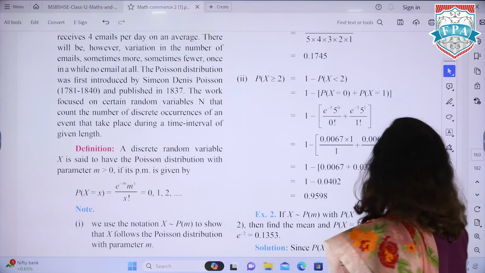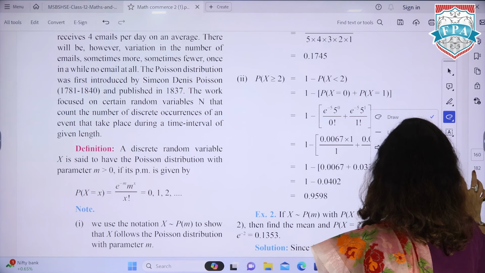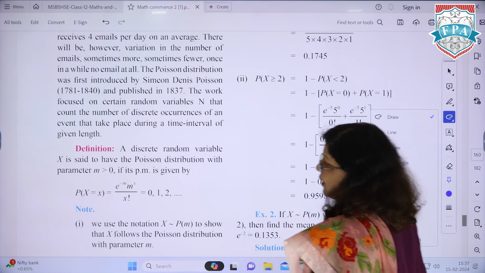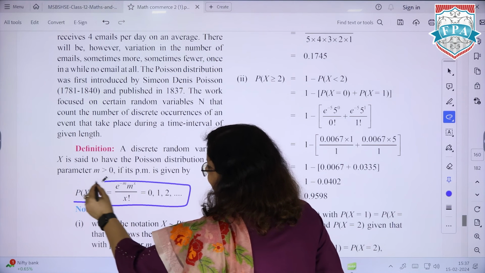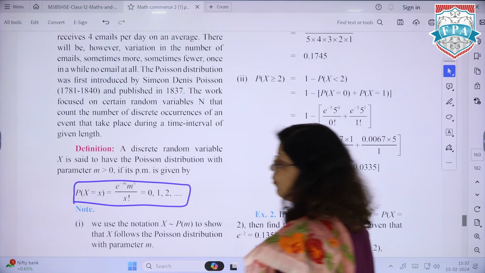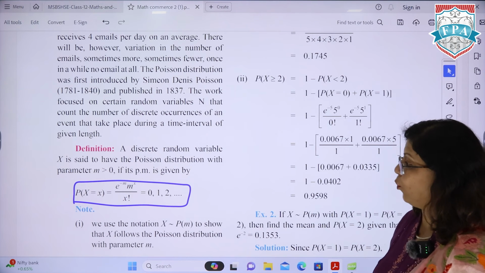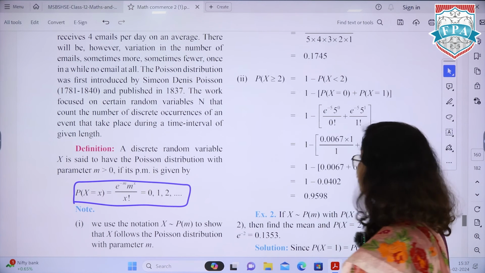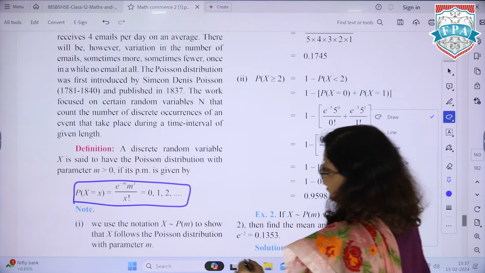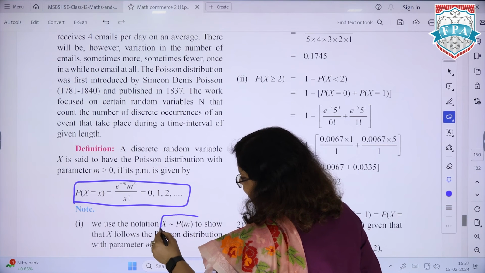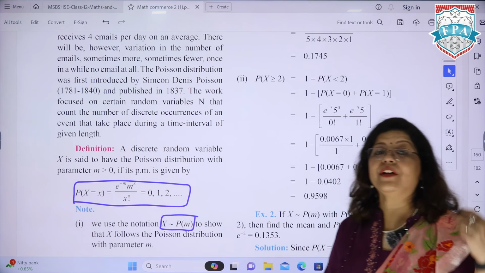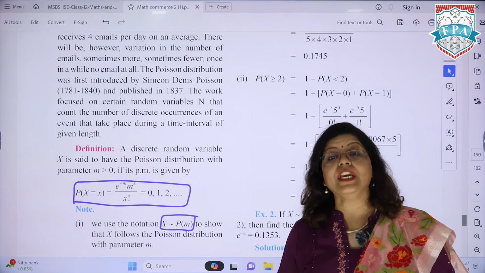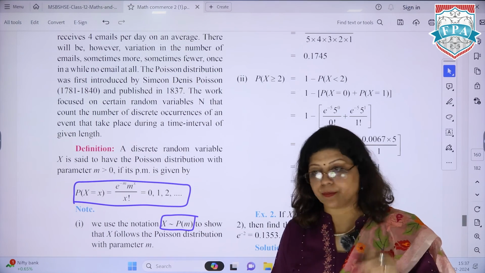So for Poisson we again have a direct formula, which is P(x) is equal to e to the power of minus m, m to the power of x, by factorial x. How do we show the distribution? It is X, P and m. Now m is the parameter over here and m is the mean value of the distribution.